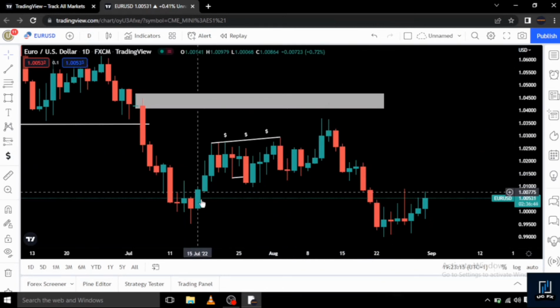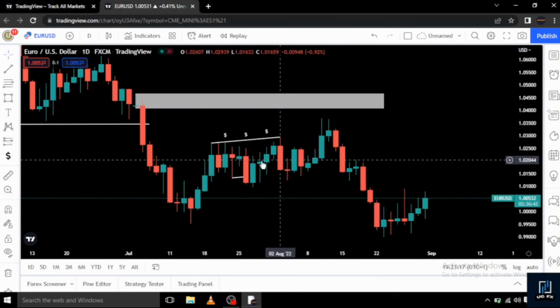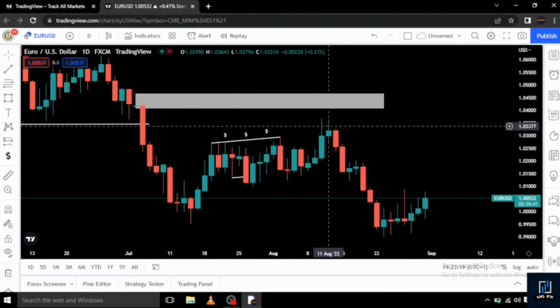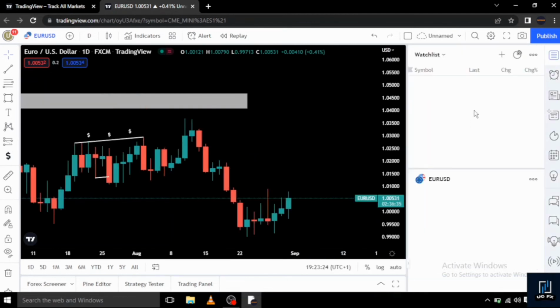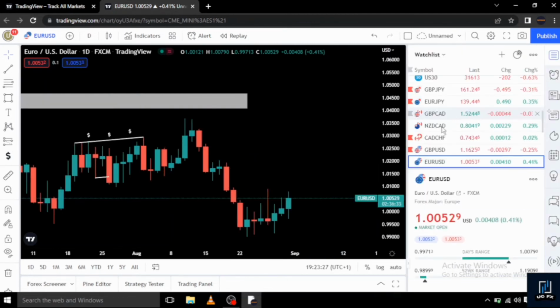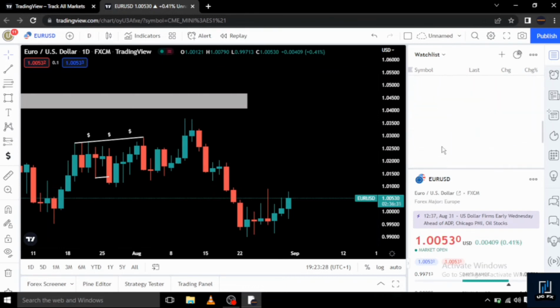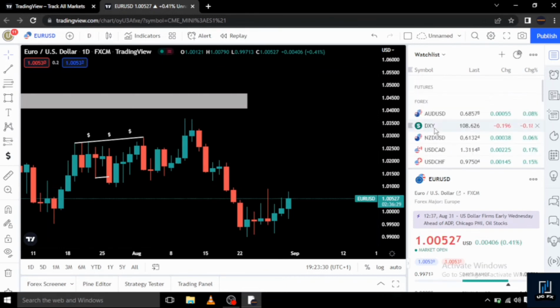But before we do that, let's look at what the DXY did to actually know if we can take this trade, to actually confirm our entries from this trade. So looking at it from the DXY perspective, we should be seeing similar stuff.